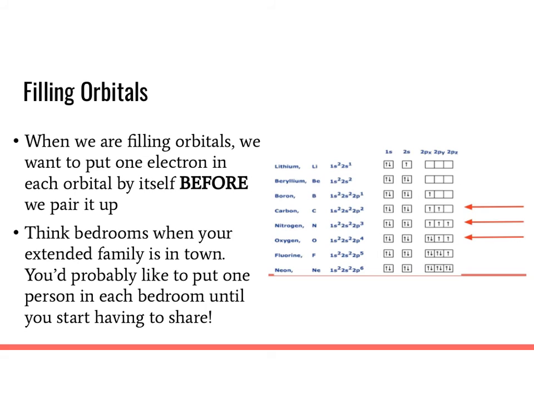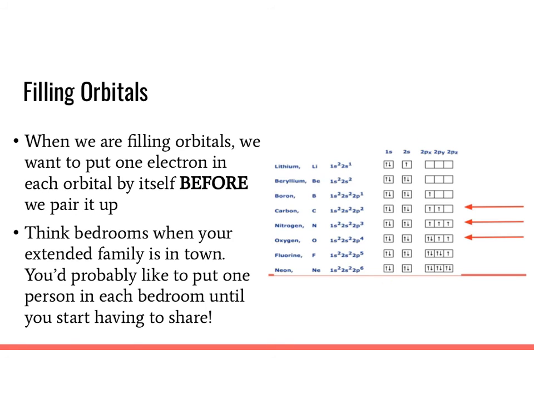And that leads us to this one, how we fill our orbitals. So when we're filling orbitals, we want to put one electron in each orbital by itself before we pair it up. So everyone wants their own bed first, right? You don't want to have to share with anyone around you. Even if you have someone on the top bunk, you can hear them snore and stuff like that. That's annoying. So we want our own areas. So think about bedrooms when your extended family's in town. You'd probably like to put one person in each bedroom until you have to start sharing.